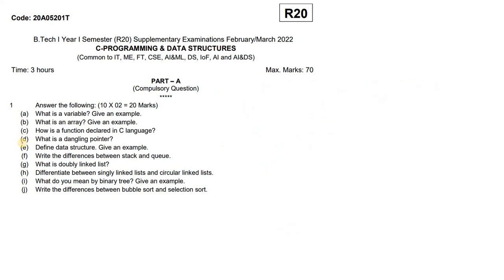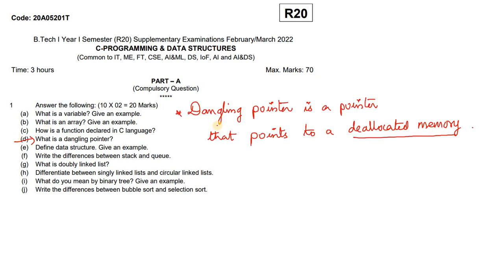Next one is, what is a dangling pointer? This is a very important question. It was asked so many times. A very simple definition is there: a dangling pointer is a pointer that points to a deallocated memory. You underline this word, deallocated memory.